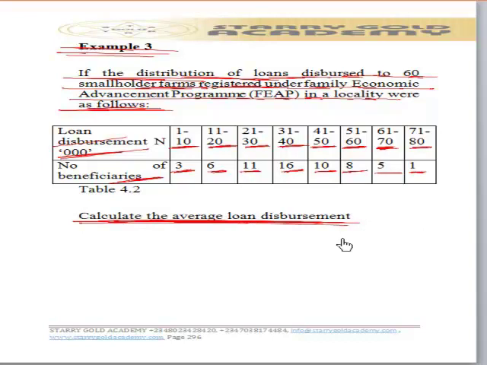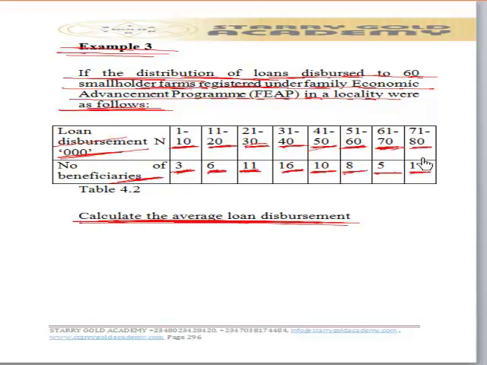This still boils down to the subject matter of arithmetic mean. I told us that arithmetic mean and average can be used synonymously or interchangeably. So as required, we are expected to calculate the average of loan disbursements. If we are to interpret this, those that collected 1 to 10 are 3. 11 to 20, they are 6. 21 to 30, they are 11. 31 to 40, they are 16. 41 to 50, they are 10. 51 to 60, they are 8. 61 to 70, they are 5. And 71 to 80, they are 1.